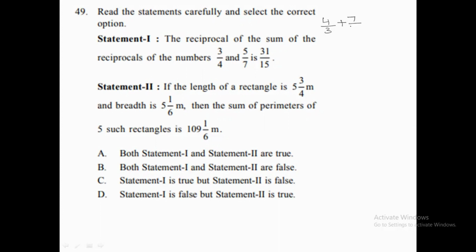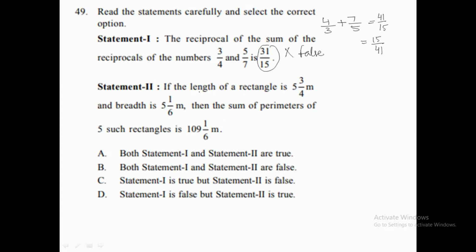So the reciprocal will be 7 by 5. Okay, when we add these two numbers, what are we getting? The sum of the reciprocals of these two numbers equals 41 by 15. Okay, we are getting 41 by 15 over here. And we are reciprocating that sum also, so we are getting 15 by 41. Here it is written as 31 by 15, which is wrong. So this statement is false.